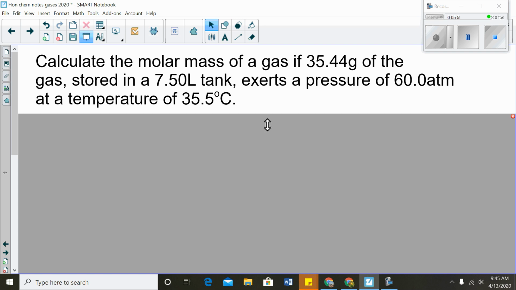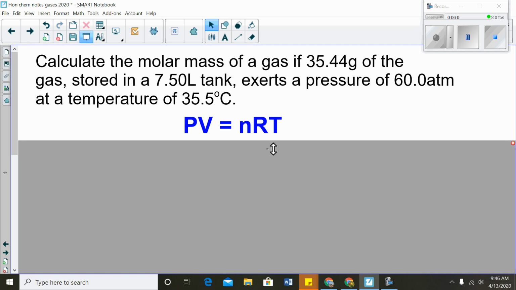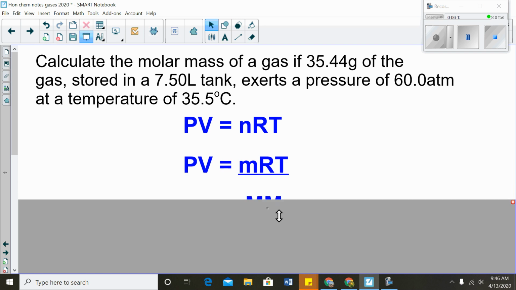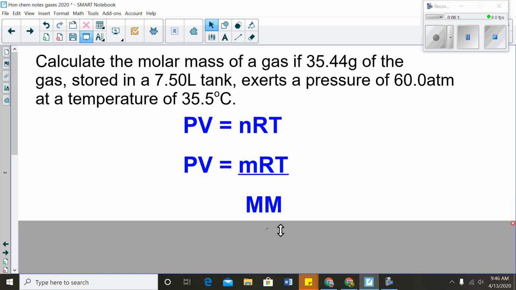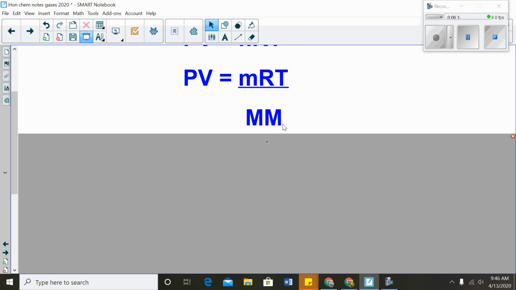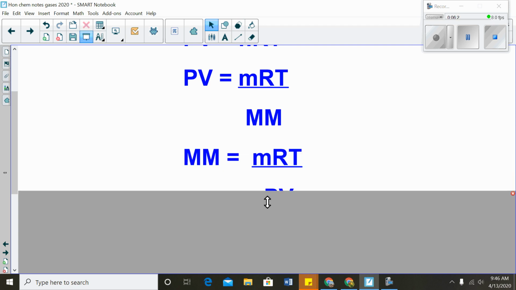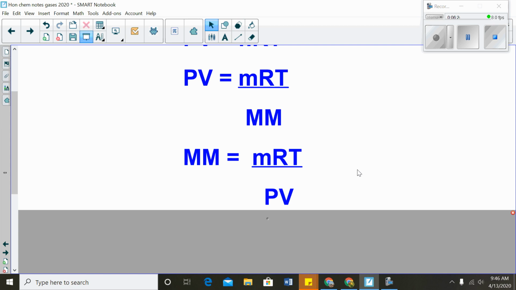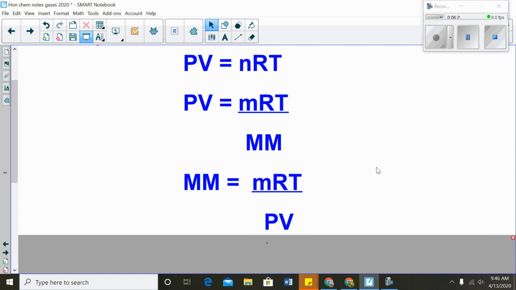Okay, so this was the original ideal gas law. But now you're being asked to solve for molar mass. So instead of using this original ideal gas law, remember, we can replace the N with M over molar mass. And you saw how I manipulated all that, or you can go straight to using the equation for molar mass. So if you just want to reference this, that's totally fine. I just wanted you to see why you are using this now. The N got replaced with how to solve for mole, and then we rearranged to solve only for molar mass.